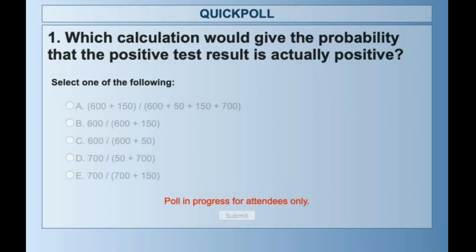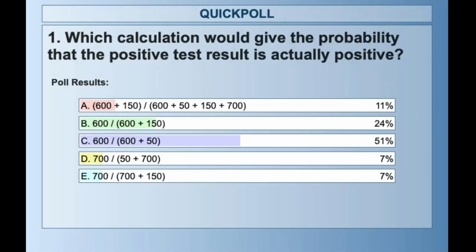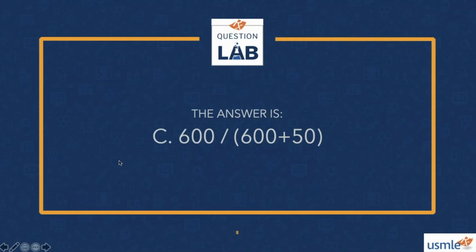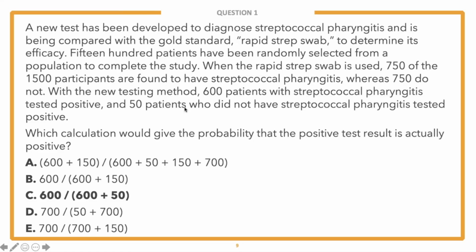All right, well, looks like we're making some progress here, and a lot of you guys are on the right track, so good work so far. All right, let's see what you guys selected. Looks like about 51% of you guys selected answer choice C, and second runner-up was answer choice B, with 24% of you guys selecting answer choice B. So let's see what the correct answer is. The correct answer is C, 600 divided by 600 plus 50. And I will let Dr. Titus explain the correct answer as well as the incorrect choices.